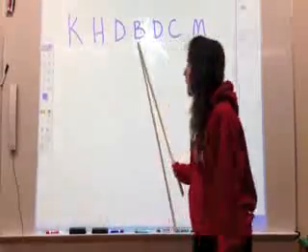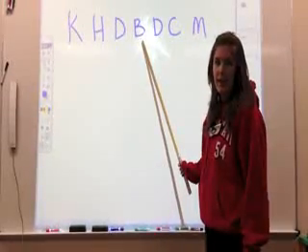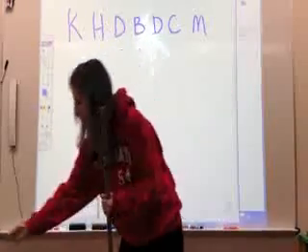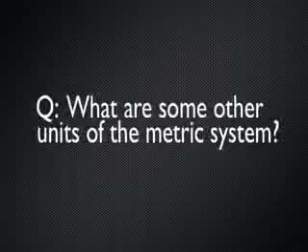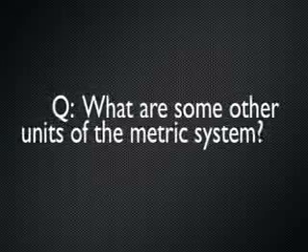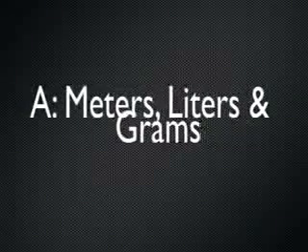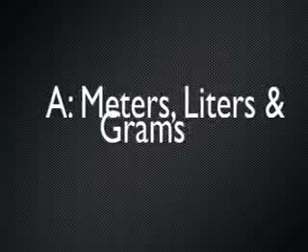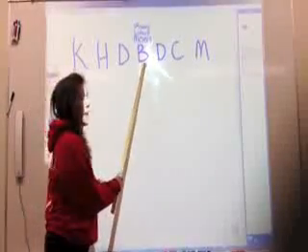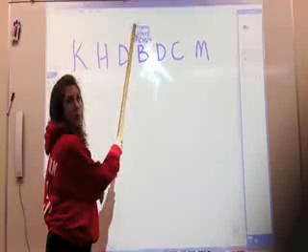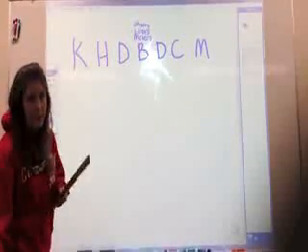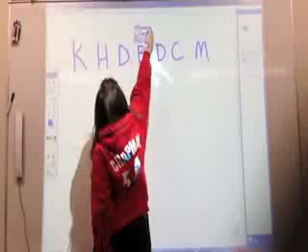Now, base. This means we're going to be working with meters. The B means base. We could be working with meters, liters, or grams. But in this case, we're going to be working with meters. So we can just cross these out.